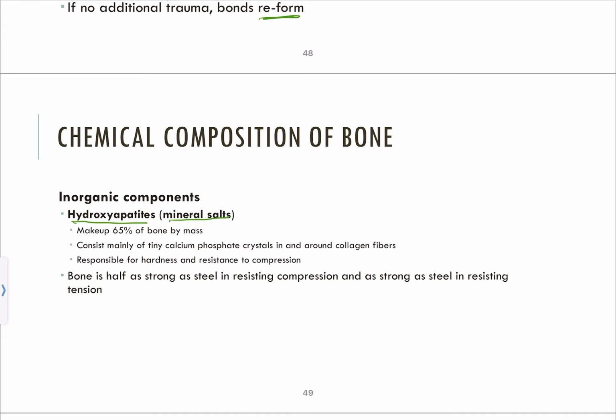And these are called hydroxyapatites. If we're talking about our bone mass, they make up about 65%. And they're in or around collagen fibers right there. The whole function of these inorganic hard components is responsible, like I said, for the hardness and resisting compression. So fun fact, bone is half as strong as steel in resisting compression, but if we're talking about resisting tension, it is as strong as steel.